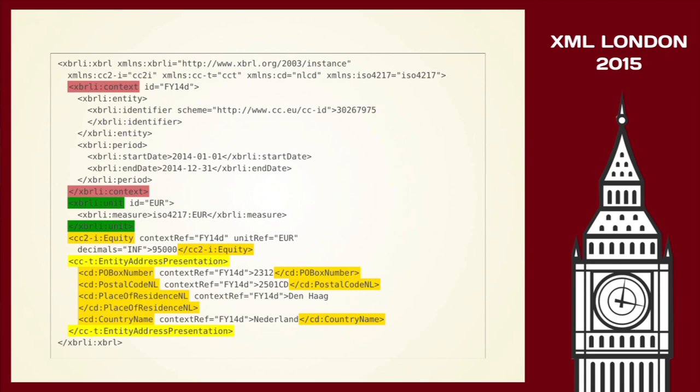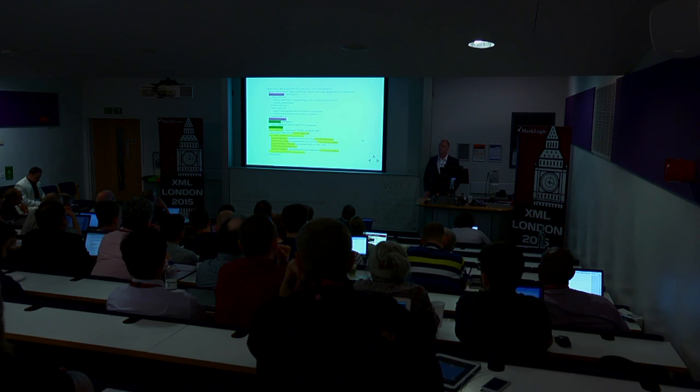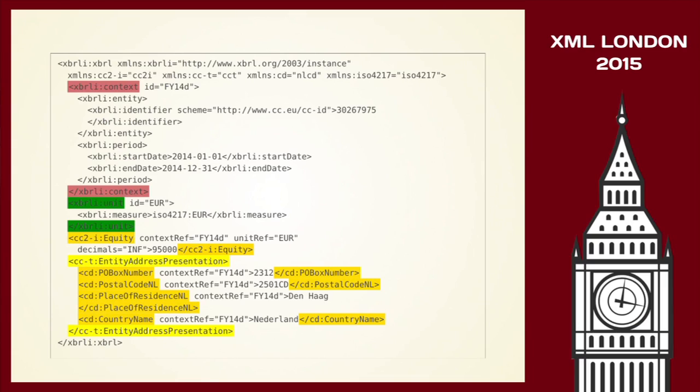We see in yellow two top-level facts: the equity fact and the entity address presentation fact. The equity fact is a so-called item fact. It has no child facts. The entity address presentation is a tuple fact, and it does have child facts. Now the equity fact can be interpreted as follows. We see a value of 95,000, but what is the unit? Well, we see a unit ref to the unit in green, so it says euro. So we know the equity is 95,000 euros.